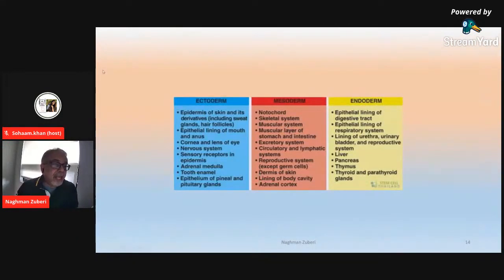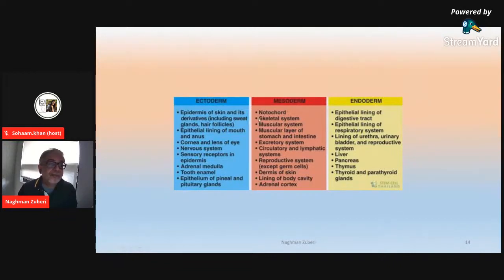When we look at the ectoderm, mesoderm, and endoderm, and which tissues are coming from all these three layers: ectoderm gives the epidermis of the skin and its derivatives, including sweat glands and hair follicles; epithelial lining of the mouth and anus; cornea and lens of the eye, nervous system, sensory receptors in epidermis, adrenal medulla, tooth enamel. Tooth enamel comes from ectoderm. Epithelium of pineal and pituitary glands.